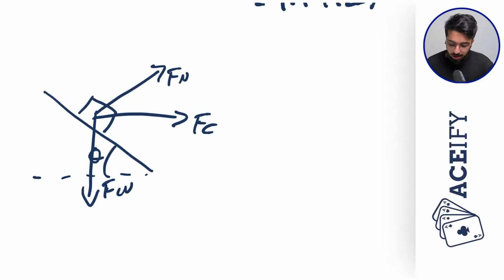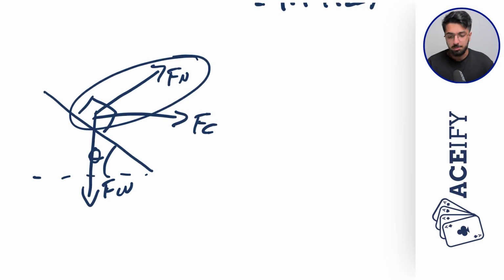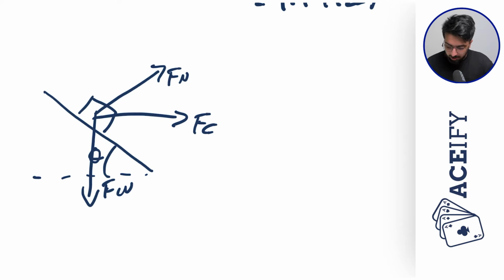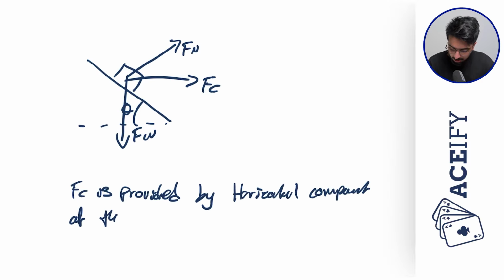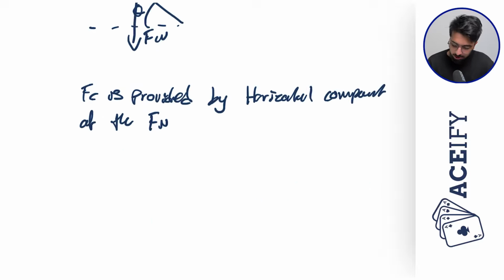And we know that it's provided by the normal force. If you don't know that, watch my horizontal circles video in my mechanics playlist, okay? So Fc is provided by the horizontal component of the normal force, okay? And so the horizontal component of the normal force is the normal force cos theta, okay?